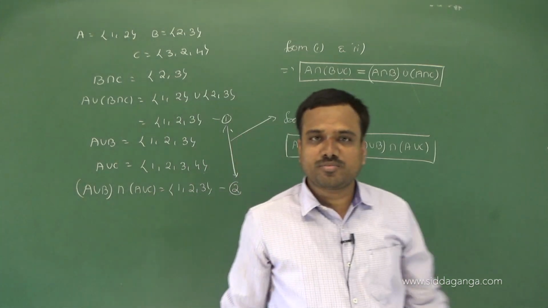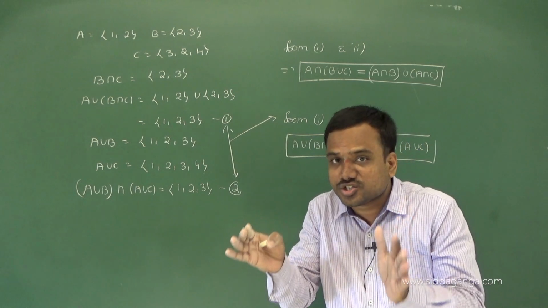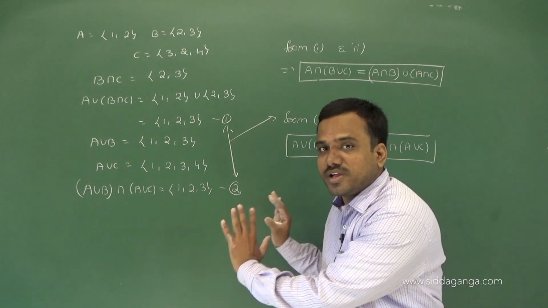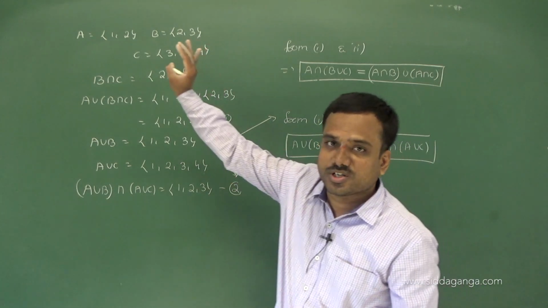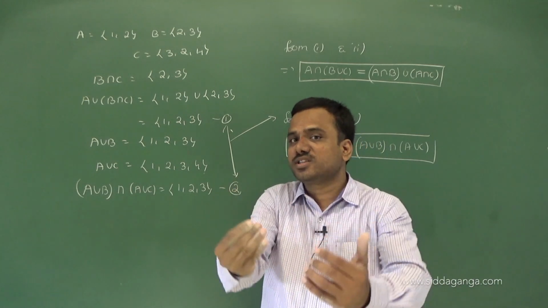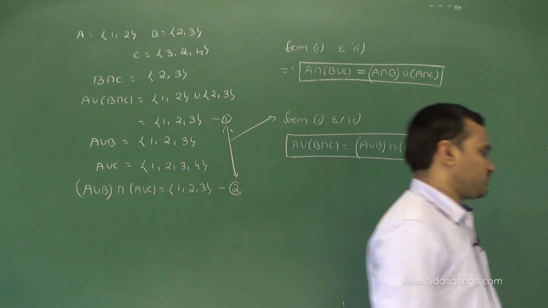Clear? See the concept very carefully. These two properties we call as what? Distributive law. These complete the properties of union and intersection. We will see the properties of complement of a set.